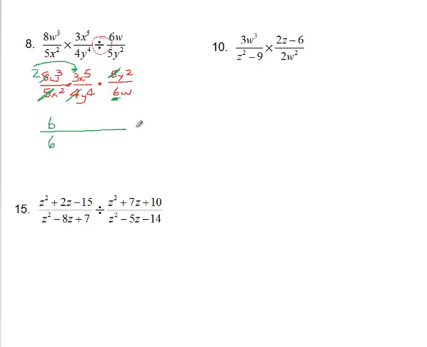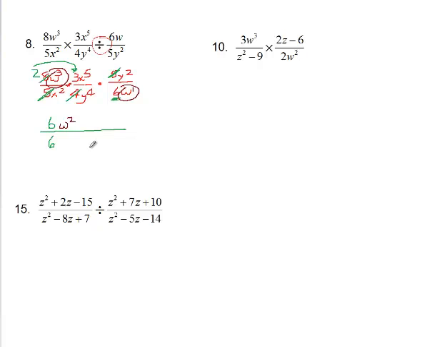First, let's look at the w's. I have a w cubed here on top. See it right there, and on the bottom I have a w over here. That's the only w, so that's going to leave me with w squared on top, correct? w cubed, because this is understood to have a 1 as an exponent.